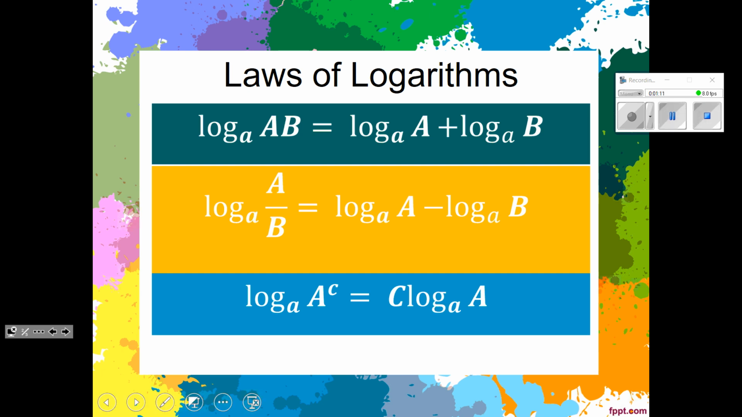Okay, so it kind of reminds me when you multiply powers, you add the exponents. Same thing here. So when you're taking the log of 2 things that are being multiplied to each other, you can separate them and add them together. This would be the log base A of A plus the log base A of B.